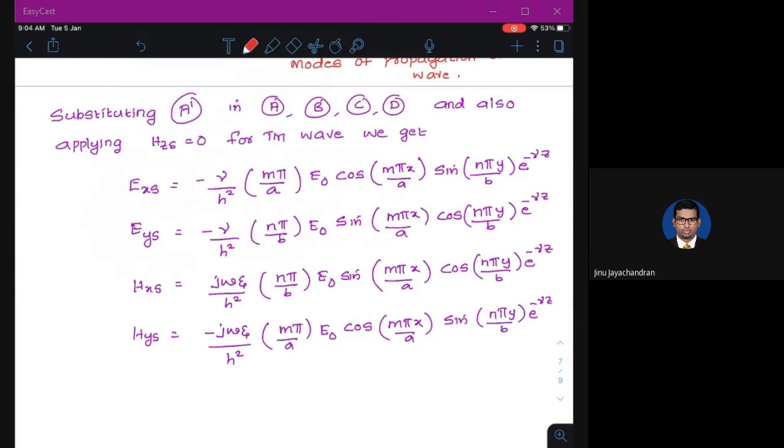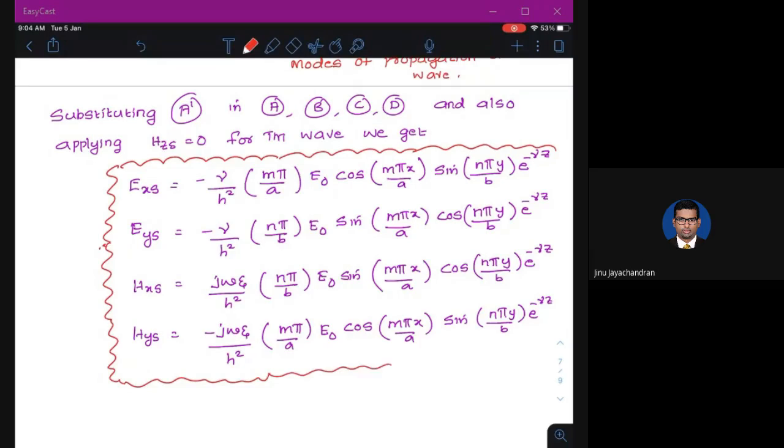This is the equations of electric and magnetic fields for transverse magnetic wave inside a rectangular waveguide. Okay, these are very important equations. Fine.